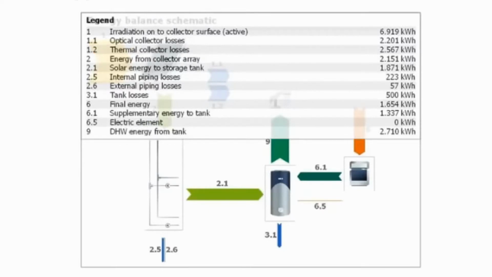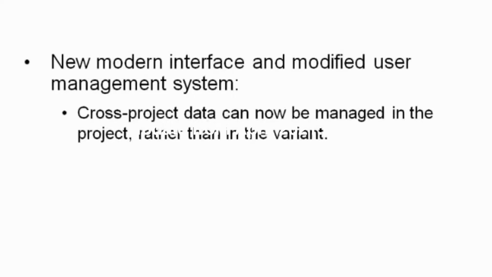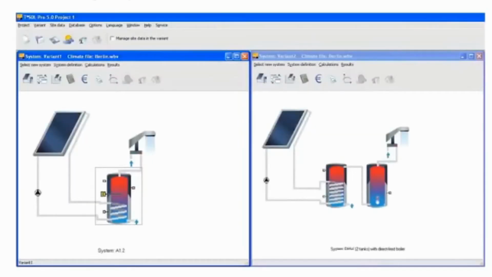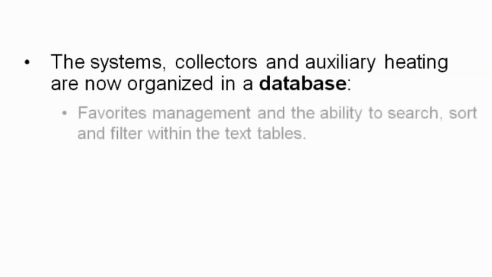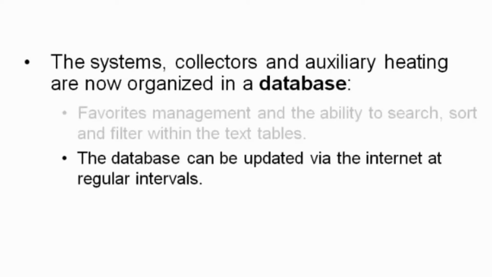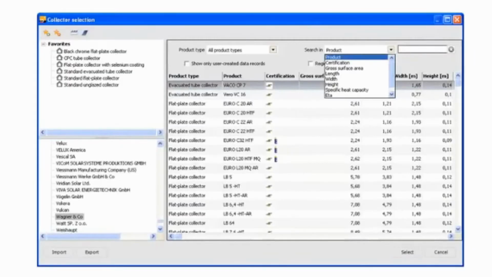And so you see all the different losses and the internal piping losses and the tank losses and the final energy and so on. You can compare different principles and different components to each other. So here you can have a 1 tank compared to a 2 tank solution. You have a database which is updated with all the data from new companies which develop new kinds of collectors, not inverters, so sorry. Here you see, for example, a database with the Wagner collectors and the different sizes they have and so on, and the different properties.